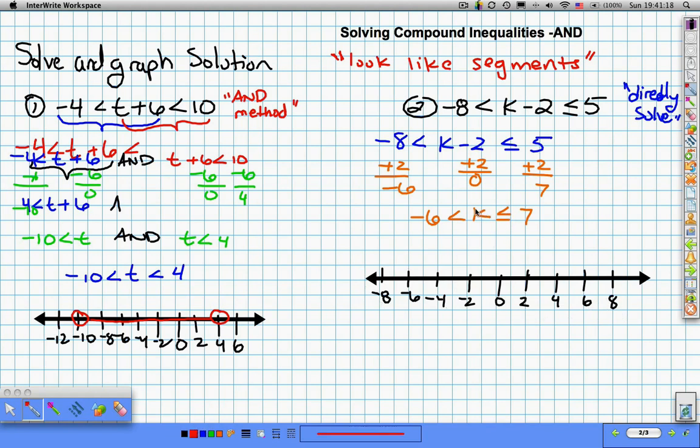So now k is trapped between -6 and 7, but we have to be careful. If you notice, the -6 is less than, so it's an open circle here, but it's a less than or equal to on 7, so it's a closed circle on 7. And again, it looks like a segment, so we close it. So k is trapped between these two. So this is how we solve an AND compound inequality. Notice all of our graphs look like segments.